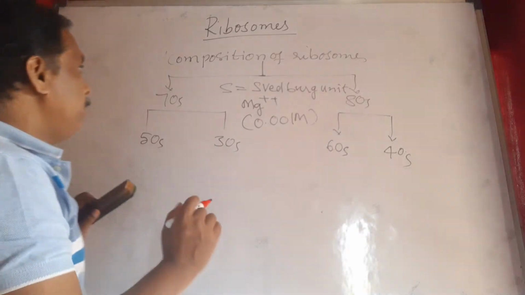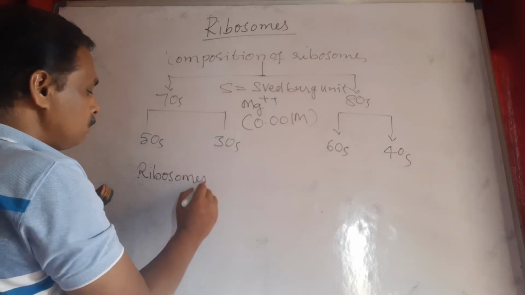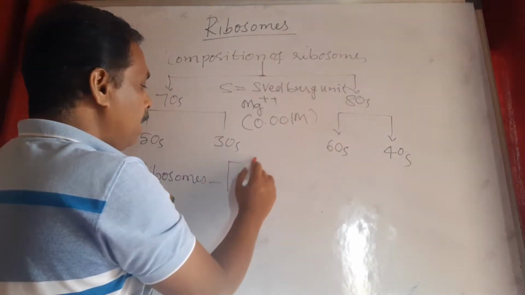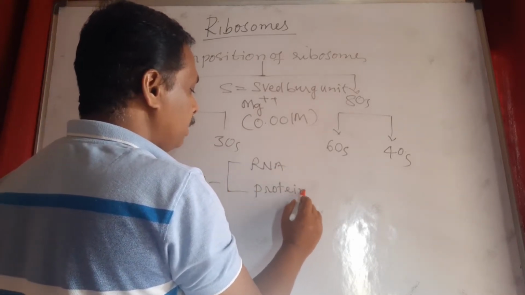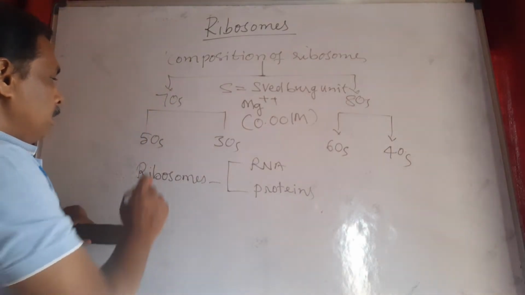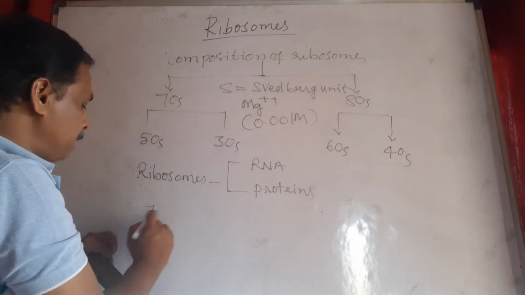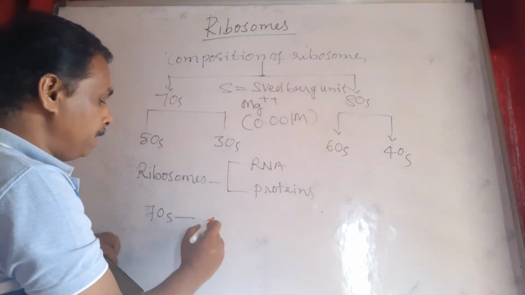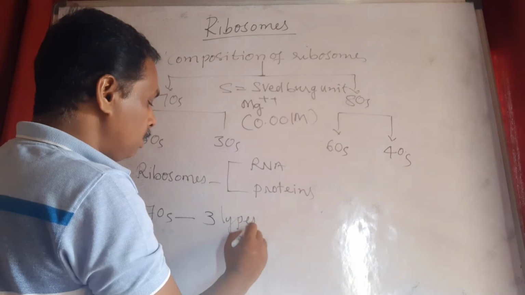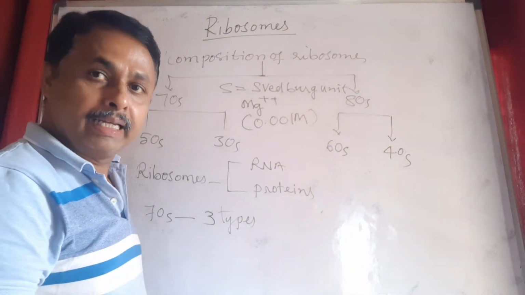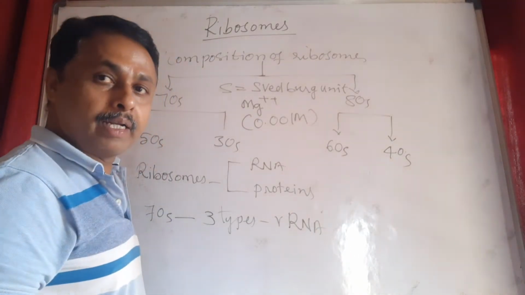Now, mainly the ribosomes are made up of RNA and proteins. See, usually the 70S type of ribosomes are made by three types of rRNA. What are the three types of rRNA?